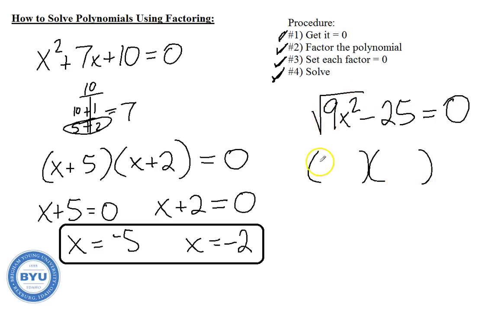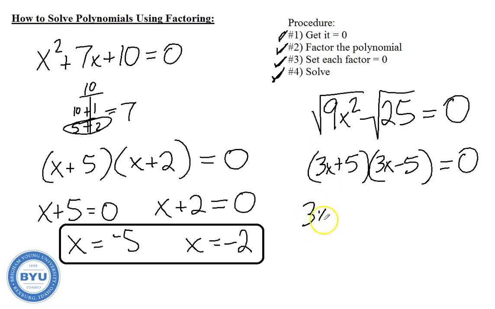Square root of 9x squared is 3x and 3x. Square root of 25 is 5 and 5. One plus, one minus. And now we've got it factored using our 2-term polynomial factoring. We're going to set each one of these factors equal to 0 now.